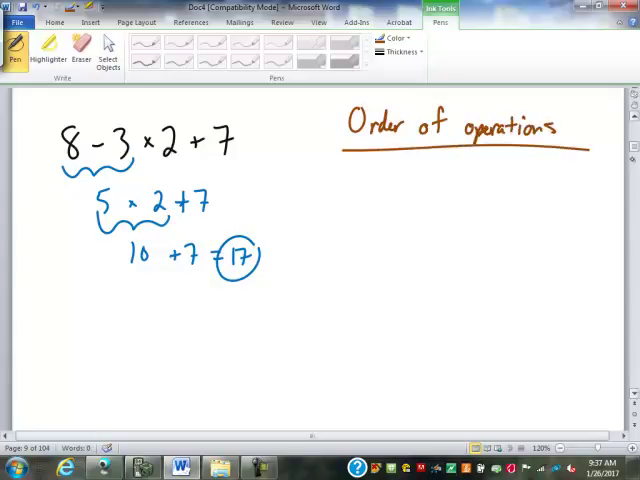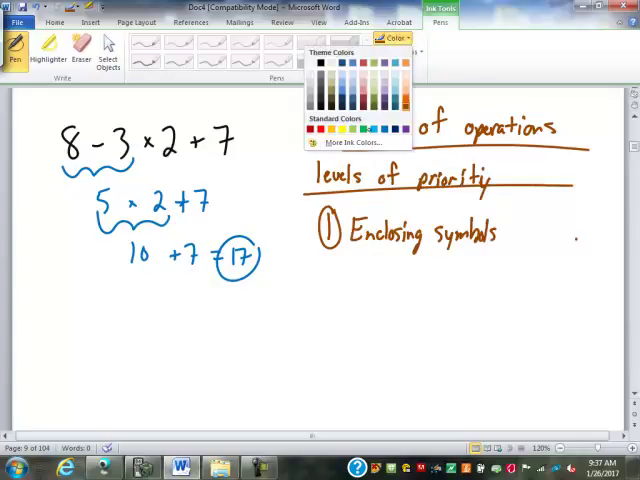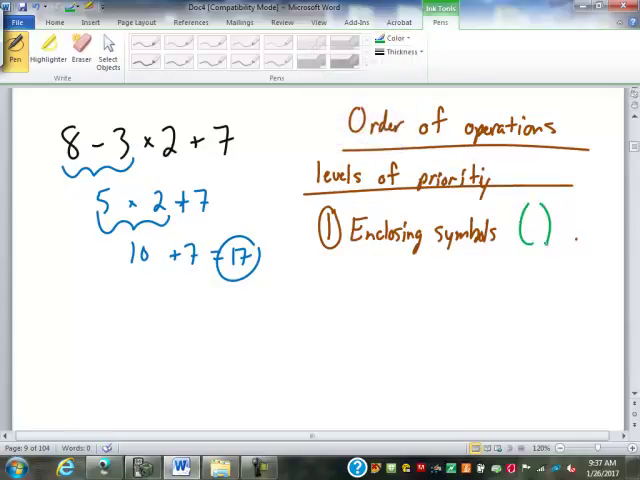Now, a lot of people refer to the order of operations as a set of steps, and it's not really what it is. What it really is, is levels of priority. Higher priority things have to happen first. So our first level of priority is something called enclosing symbols. Now, a lot of us were told just parentheses for these, and parentheses is one kind of enclosing symbol, but we are going to see several others as we go through.